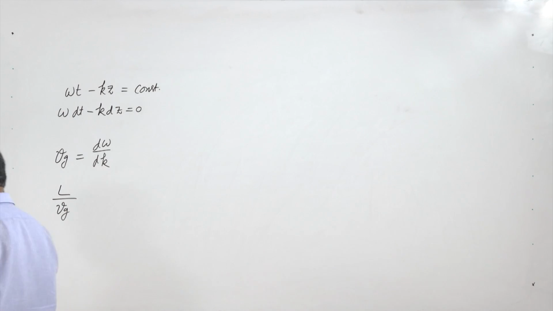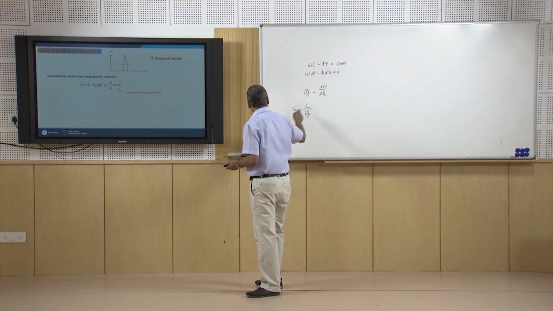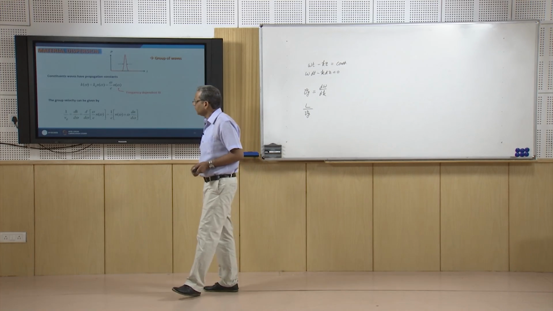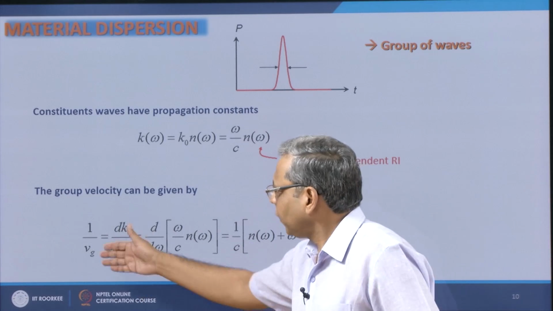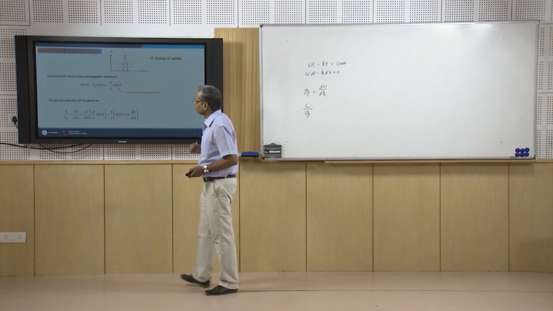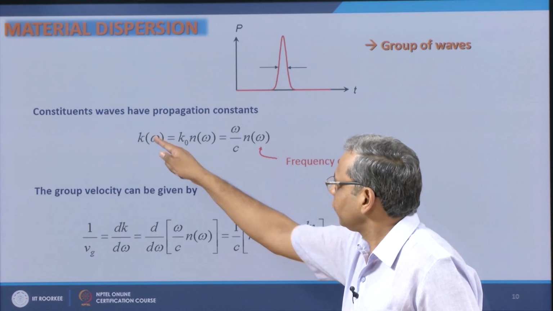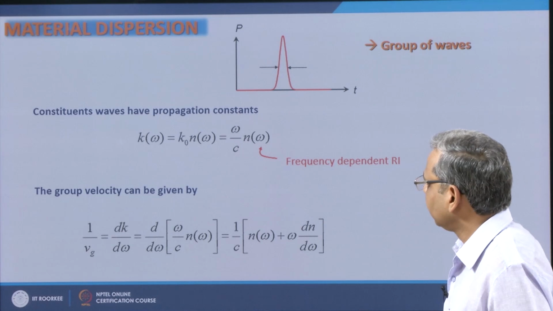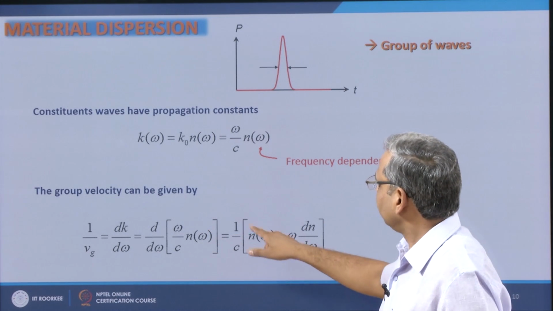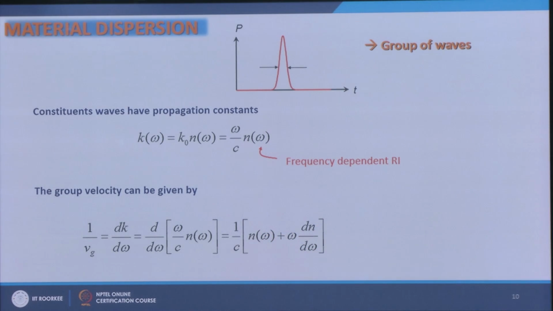So, instead of working out the expression for Vg, let me work out the expression for 1 over Vg, because that is how it will appear ultimately. So, I find out 1 over Vg from here. 1 over Vg would be dk over d omega. So, I take the derivative of k with respect to omega. It comes out to be 1 by c times n of omega plus omega times dn over d omega.